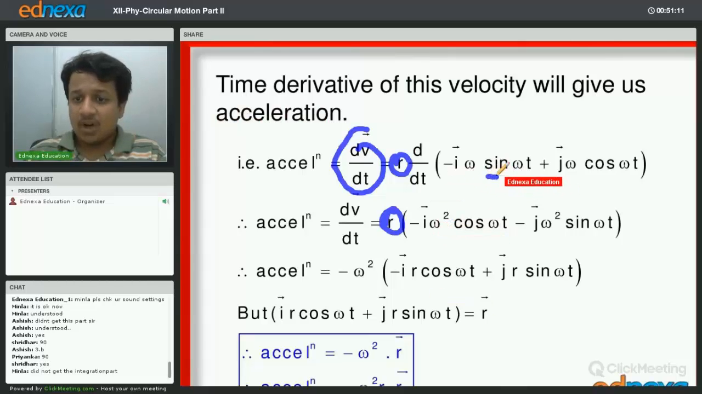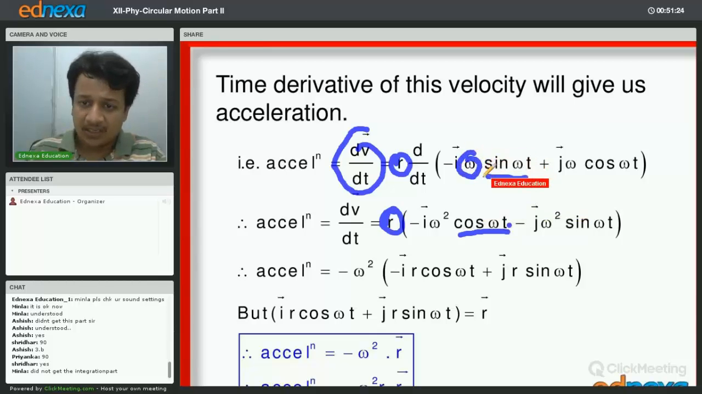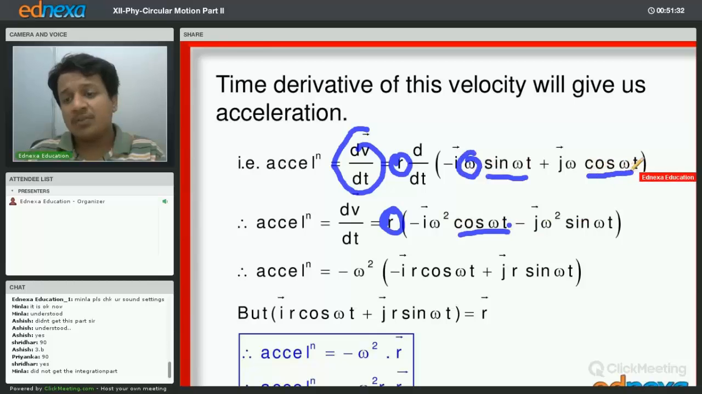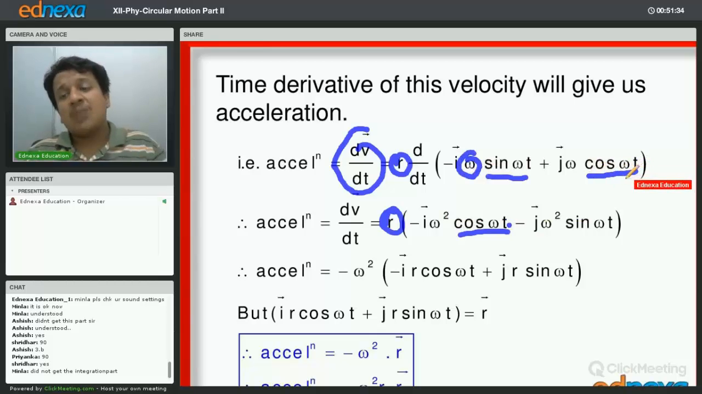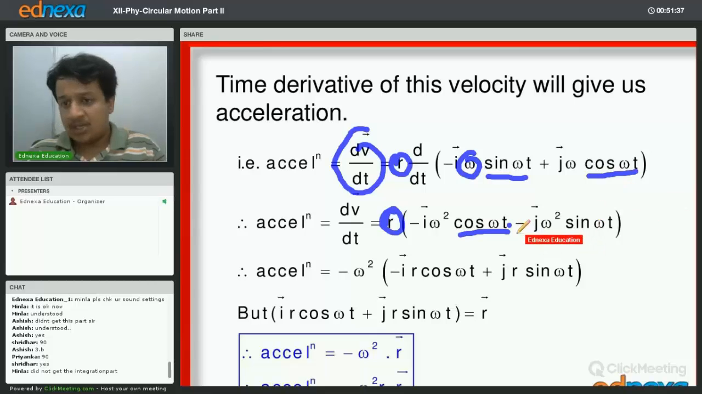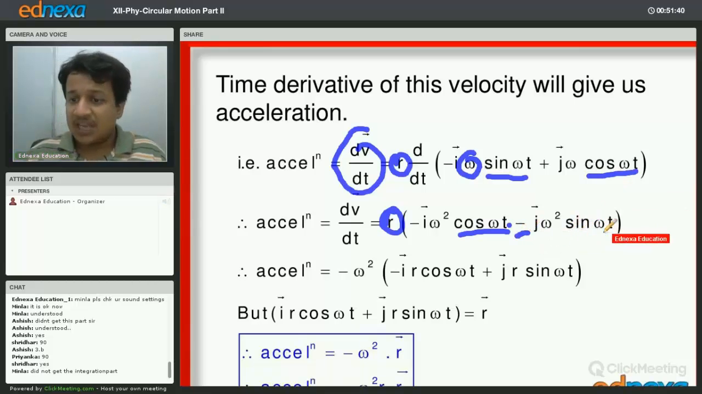So what is the derivative of sin omega t? The derivative of sin omega t is cos omega t into omega. But already one omega is present, so that omega and one more omega will become omega square. Similarly, what is the derivative of cos omega t? It is minus sin omega t into omega, but already one omega is present, so omega into omega is omega square.